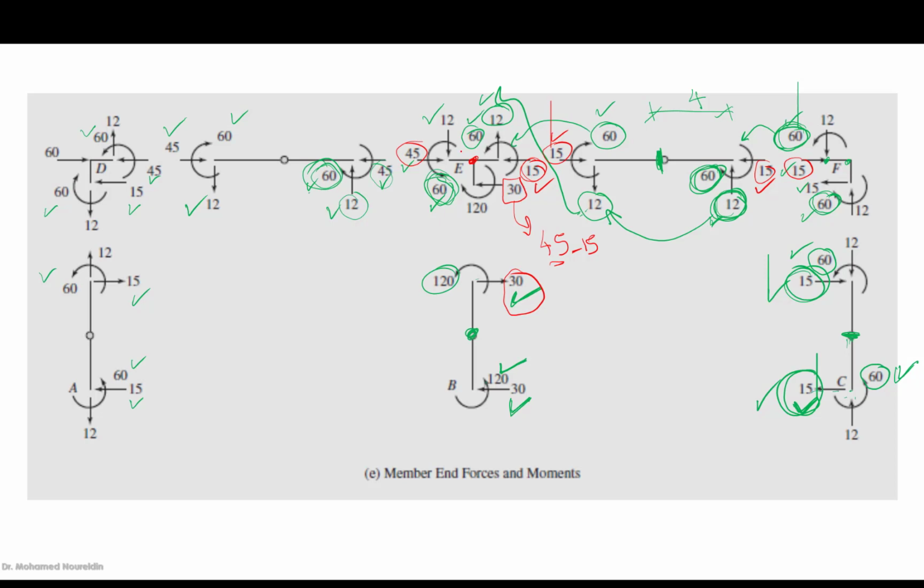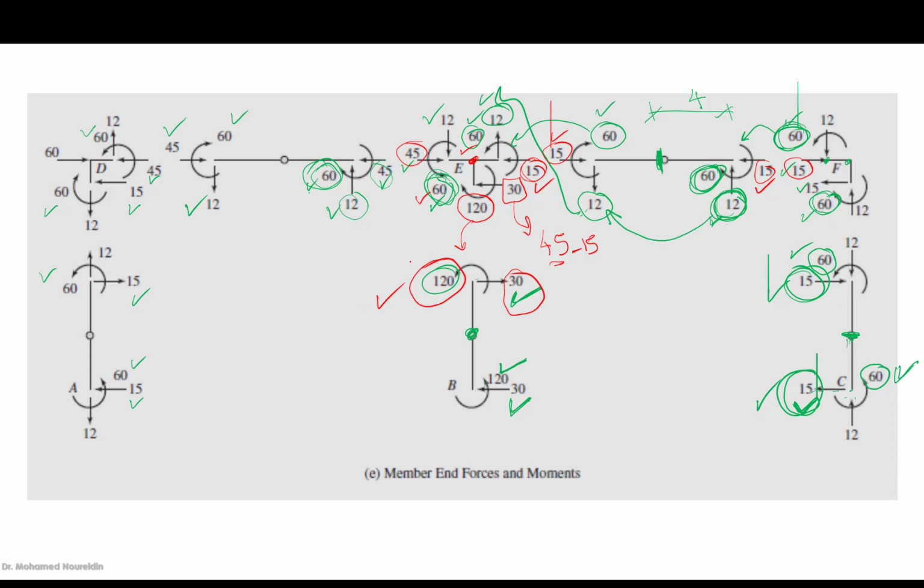Now this is the moment 60 here, moment 60 here. Both of them are counterclockwise, so we have to have a moment here, which is 120, and it is clockwise. Actually, this 120 is exactly similar to what we have obtained from the column. This is okay. This is a check for yourself.